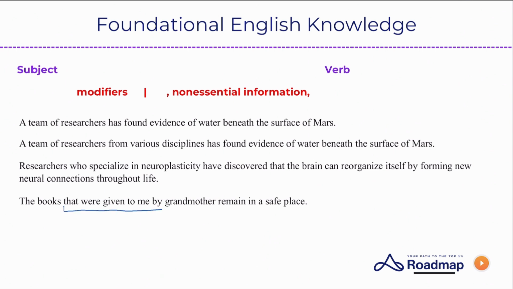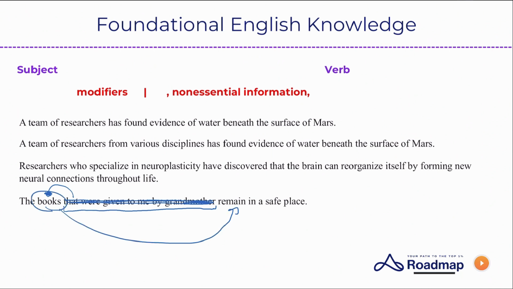What books are you talking about? The books that were given to me by grandmother. Okay, and so you know again that the main subject of a sentence can never be found inside of modifiers, right? Like relative clauses. So you know the simple subject is books, which is plural, right? Which is why you have a plural verb, remain. So you would say they remain, right? You don't say they remains, right? And that's how you want to work through this.